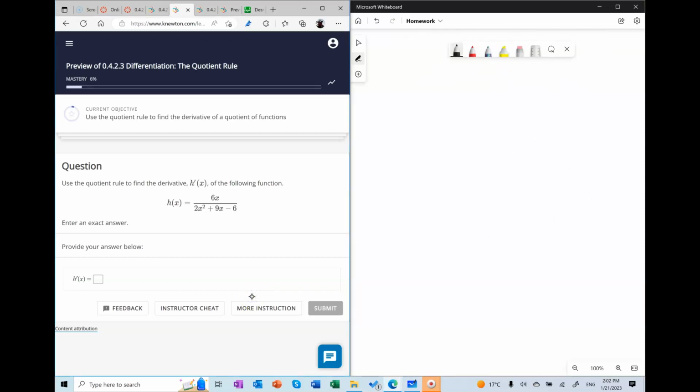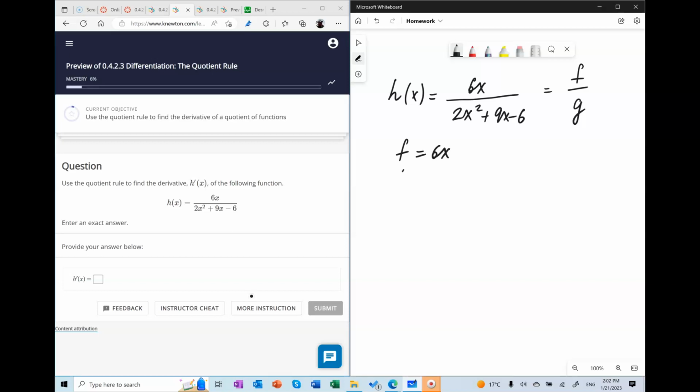This is what a standard problem from Calculus 1 looks like. We're going to define h as a quotient, and we're going to identify the numerator as f and the denominator as g. So f is 6x, and therefore f prime is 6. g is 2x squared plus 9x minus 6, and therefore g prime is 4x plus 9.